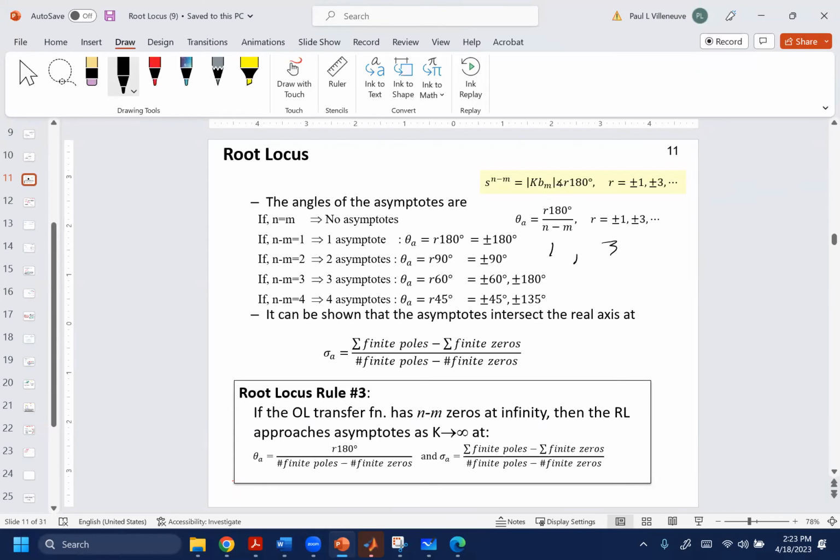Yeah, actually, if you have one zero at s equals infinity, you only have one asymptote. Like you said, n minus m is equal to 2. That means you have two zeros at s equals infinity. So I only have to have two asymptotes. So that's why I have the plus or minus 90 here. I don't go to plus or minus 270 because I don't have four asymptotes. Okay.